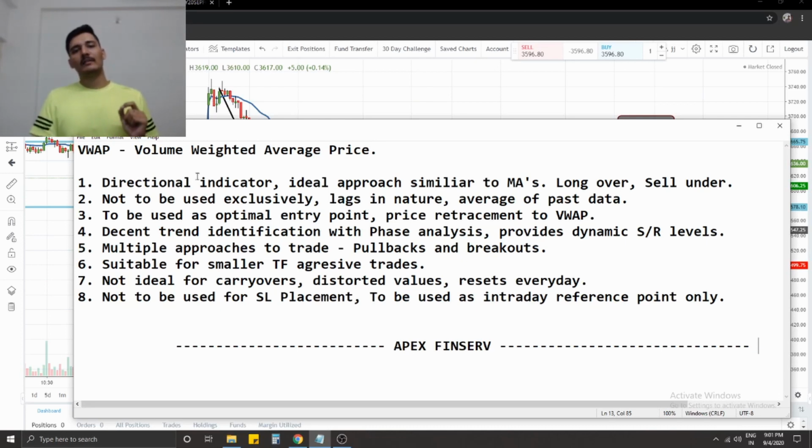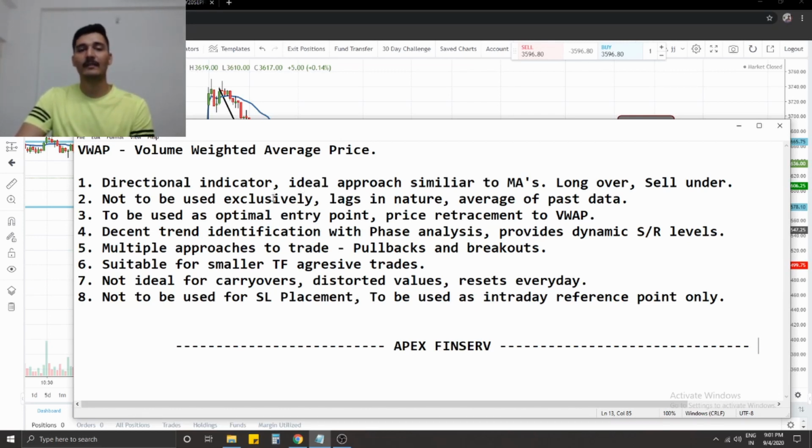So if you want to place a stop loss on a VWAP based system, or a system built around VWAP, then use a subjective method of stop loss placement such as phase analysis or anything like that basically. Now VWAP is to be used as an intraday reference point only. As I said, it resets every day. So if you are looking for something that gives you carryover signals, positional signals, honestly you should look elsewhere because VWAP is not going to be your saving grace.